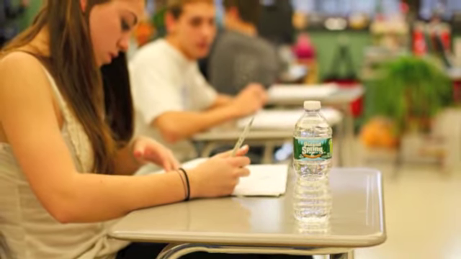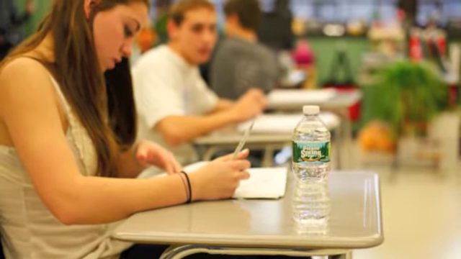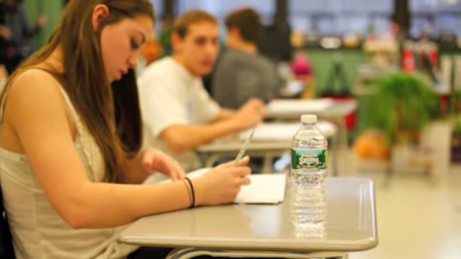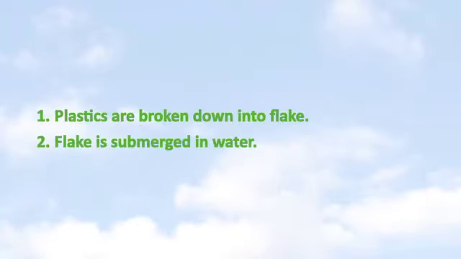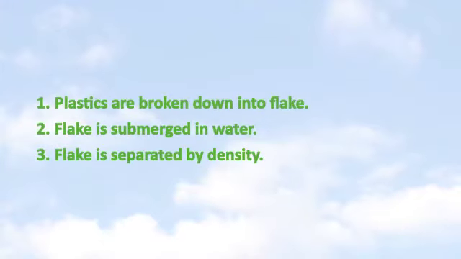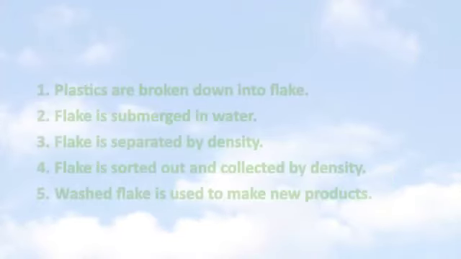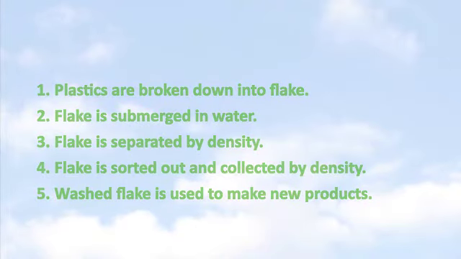Ask students to draw a picture or write a paragraph of the plastic recycling process. They should include the following steps. 1. Plastics are broken down into flake. 2. Flake is submerged in water. 3. Flake is separated by density. 4. Sorted flake is collected, cleaned, and made into pellets. And 5. Washed flake is used to make new products.